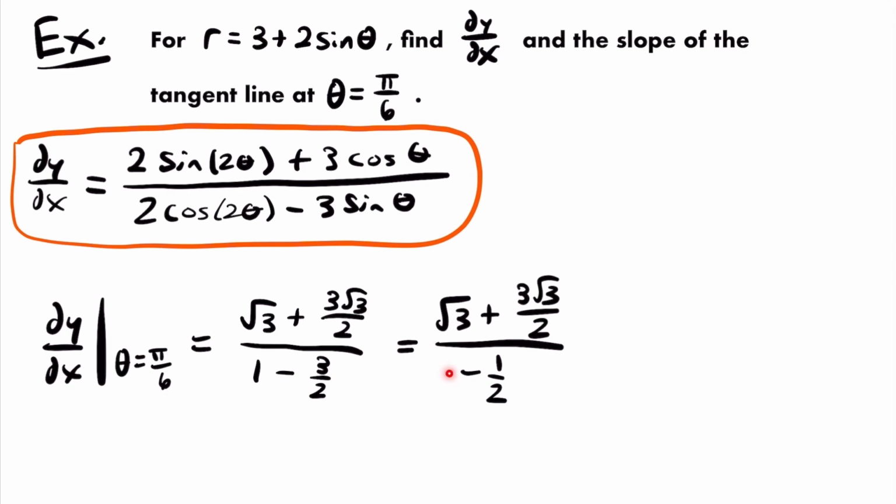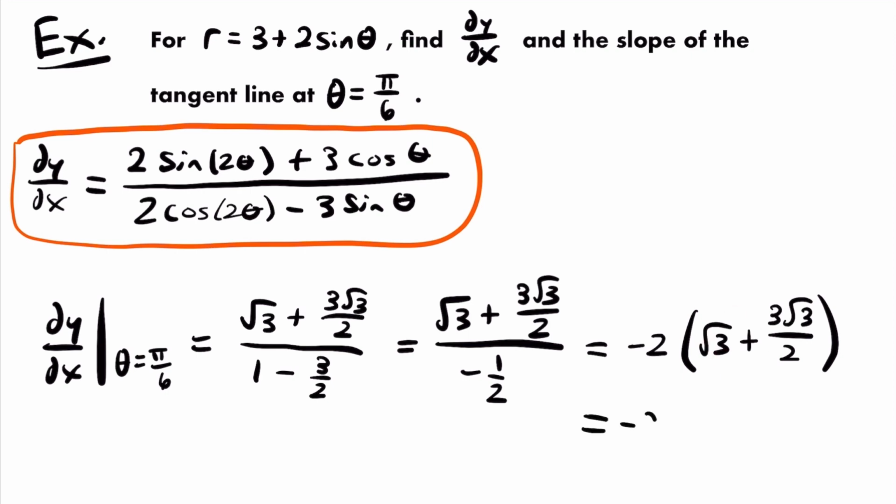So instead of dividing by negative 1/2, we can multiply this numerator by negative 2, right? The reciprocal of negative 1/2, we could find that by flipping the numerator and denominator, which will give us negative 2 divided by 1, which is just negative 2. So this will be equal to negative 2 times the square root of 3 plus 3 square roots of 3 divided by 2.